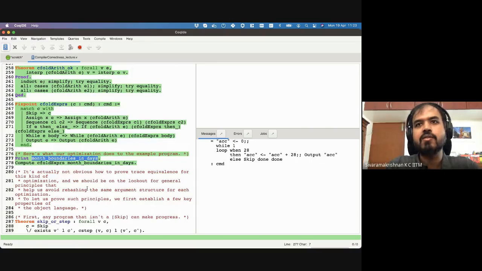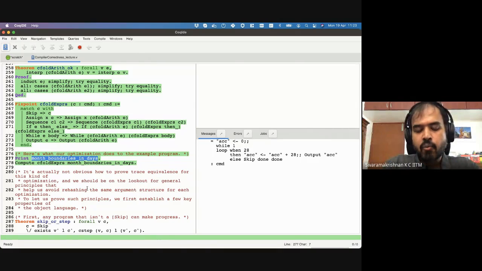Any questions on this so far before we dive into the proof of simulation and so on? No questions. Okay. So far so simple.